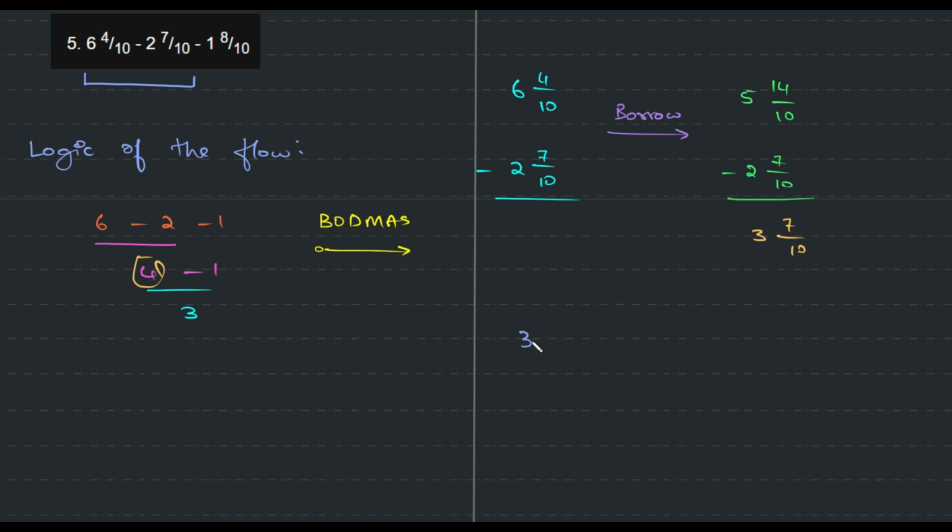And then we'll subtract 3 and 7 tenths, and we have 1 and 8 tenths. Again, we can't do this. So we need to borrow. So 3 becomes 2, 7 becomes 17 by 10. And this is 1 and 8 by 10. And so basically this is 9 by 10 and this is 1. So 1 and 9/10. That's our answer.